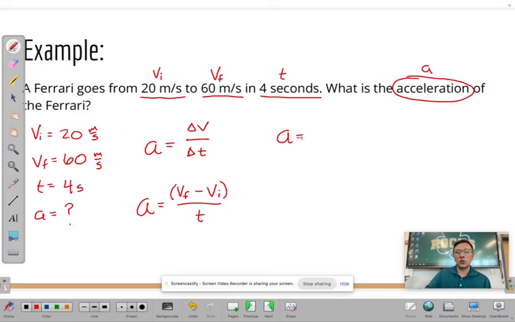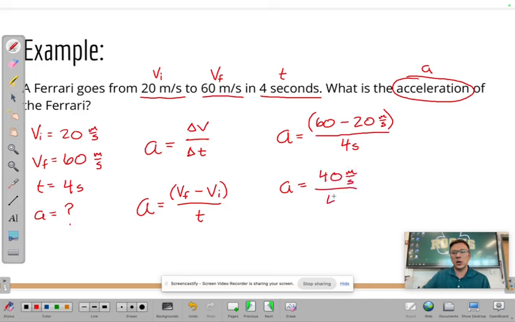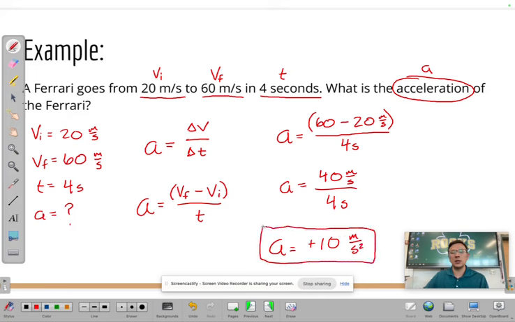So as we actually solve here, we are going to plug in the final velocity first. Don't mix that up. Don't write the initial velocity first. So this is going to be 60 meters per second minus 20 meters per second divided by the time interval of 4 seconds. So we can see here that 60 minus 20 is going to be 40 meters per second, and that's going to be divided by 4 seconds, and we will find that our acceleration is equal to a positive 10 meters per second squared. And we do need that positive sign on there to indicate direction.